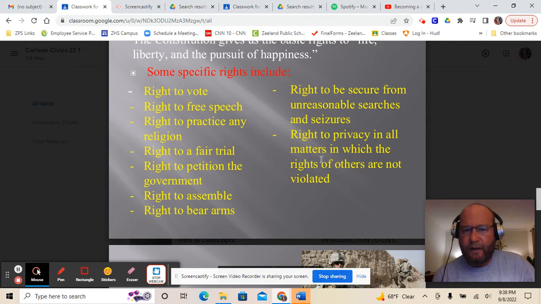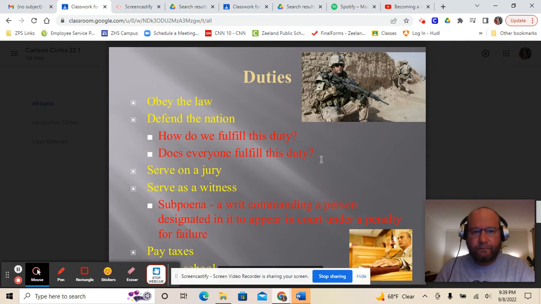The right to privacy in all matters in which the rights of others are not violated. And this deals with your private stuff again, and that's considered your body sometimes too. Like, what can the government tell you to do or not to do with your body? Those have been some pretty hot items lately as well. So we'll talk about some of those things. Those are just a few of the rights that are in our Constitution that U.S. citizens have.